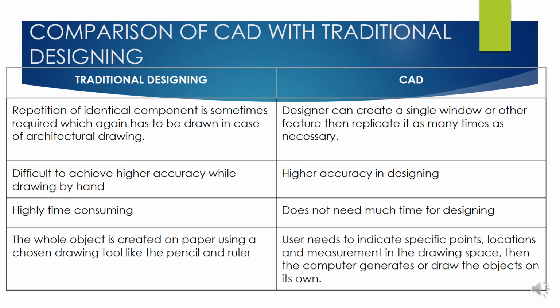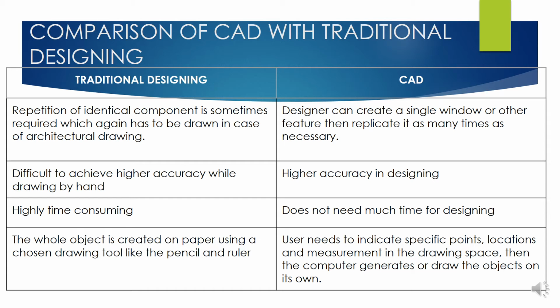Comparison of CAD with traditional designs. In the traditional method, the repetition of identical components is sometimes required, which again has to be drawn, as in architectural designing and drawing. In the case of CAD, designers can create a single window or other feature and replicate it as many times as necessary. It is difficult to achieve higher accuracy while drawing by hand, but higher accuracy in designing is achieved in CAD. Traditional designs are highly time consuming, but CAD does not need much time for designing.